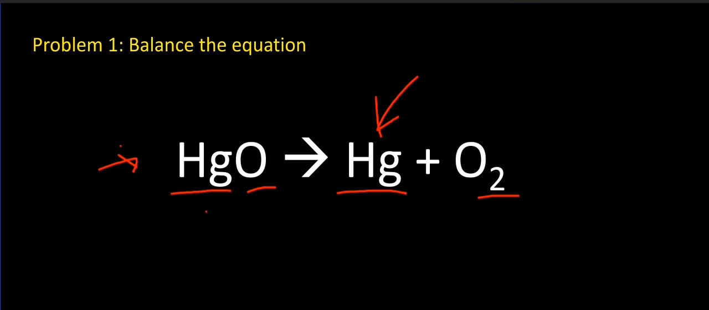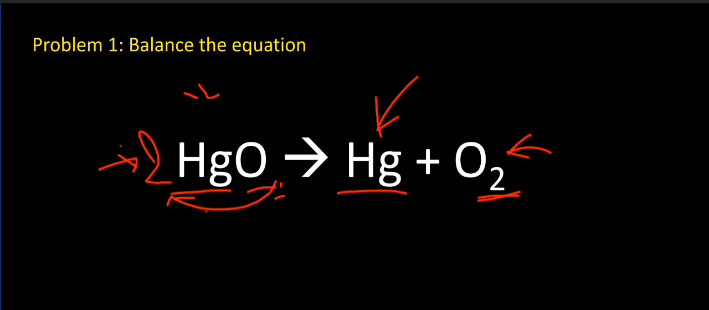As the number of oxygen atoms on the product side is double that of the reactant side, we can easily solve this by putting a 2 here. That means multiplying the number of oxygen atoms by 2. So now there are 1 multiplied by 2 oxygen atoms on this side, and that is equal to the number of oxygen atoms on the product side.